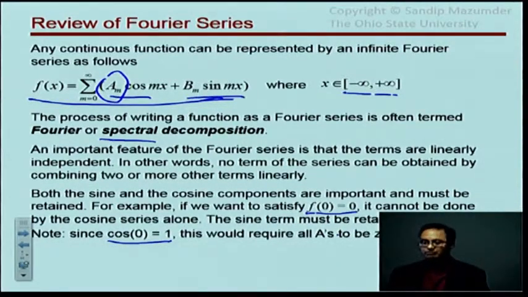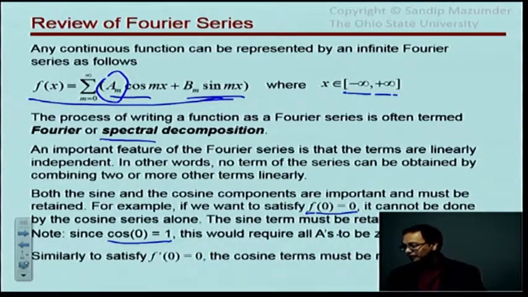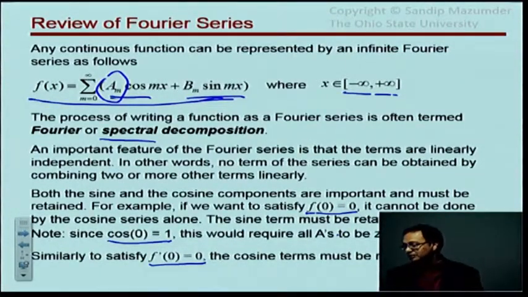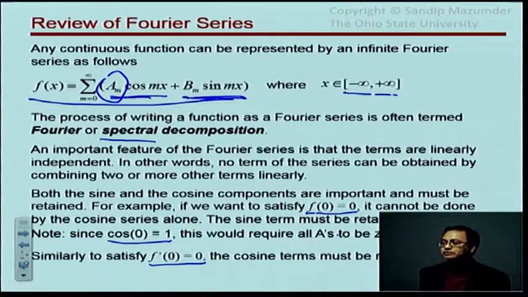Okay. Conversely, you can look at an example where you want f dash 0 equal to 0. Okay, the derivative equal to 0. For example, we talked about Neumann boundary conditions, where the derivative may be 0. In that case, you have to retain the cosine terms, because if you take just the sine terms, then you can never satisfy that equation. All right. So both terms are important, and depending on the situation, you may use either the sine series or the cosine series, or a combination.